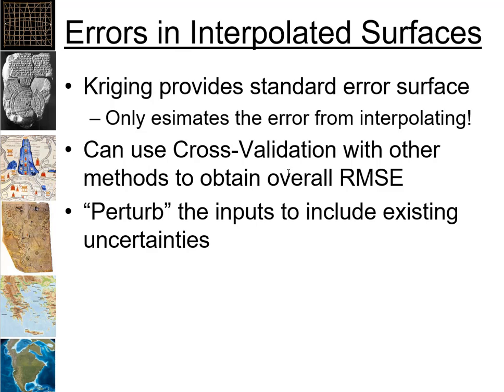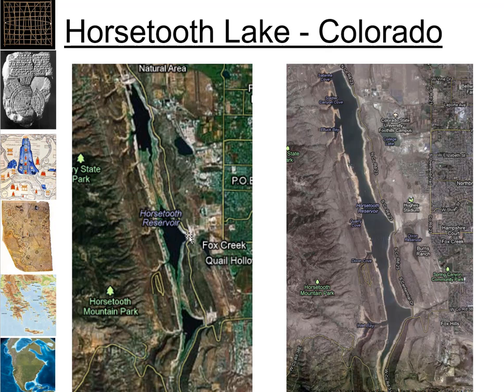You can use cross-validation and other methods to get an overall root mean squared error, and often folks end up with pretty high errors. Doesn't mean you can't use the data, but at least we know what the error is within the data so we can decide if it's appropriate to use. Again, we'll talk more about that in modeling.